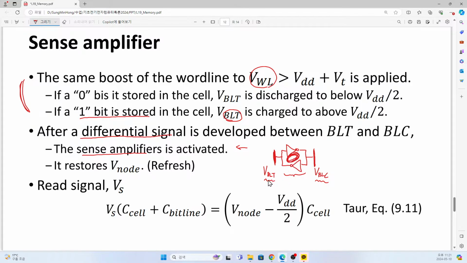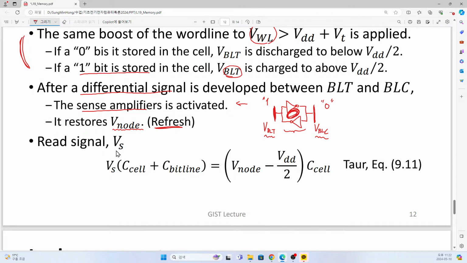So initially this BLT was only slightly higher than BLC, but eventually it becomes just a clear logical value 1 and it becomes clear logical value 0 by action of this cross-coupled inverter. So by action of this sense amplifier, we can restore the original value of B node, and it is called refresh.